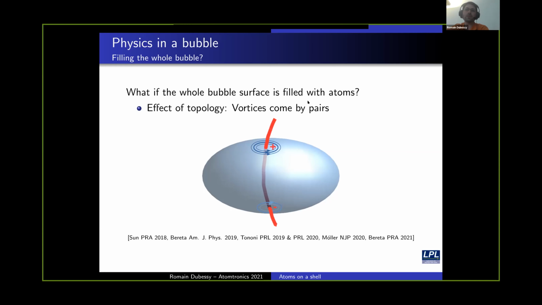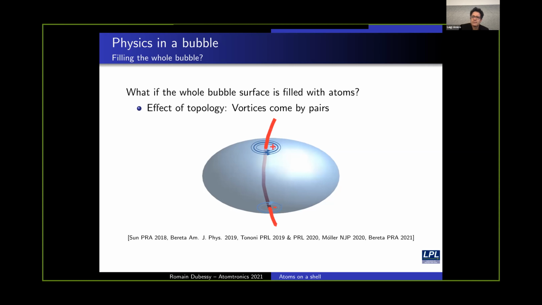Because in this closed surface, when you have one vortex line, this vortex has to cross the full system and go from one side to another, and therefore create two vortices. So vortices will come in pairs.